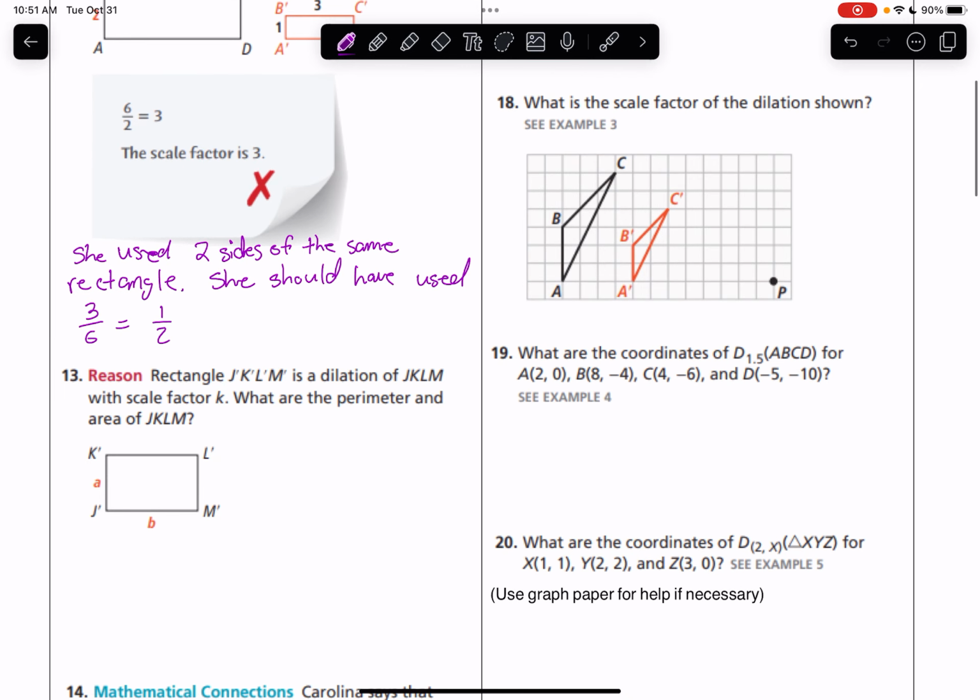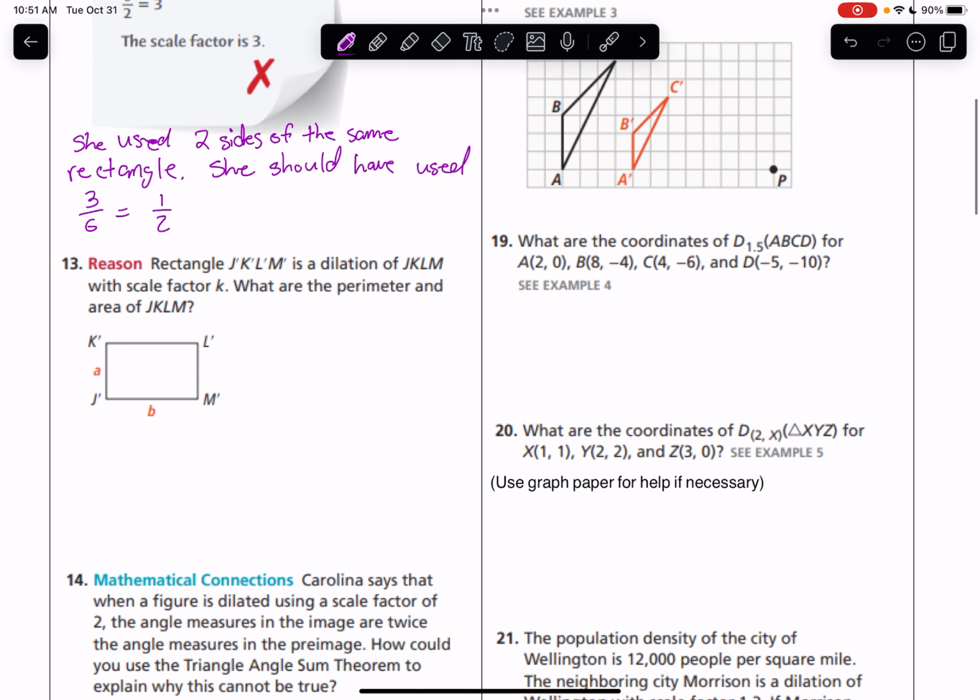Number 13, rectangle J prime, K prime, L prime, M prime is a dilation of JKLM with scale factor K. What are the perimeter and area of JKLM? So it is important to recognize that what you are given is the new shape and not the old shape JKLM. So when we use that scale factor on the old shape, we would multiply everything by K to get the new shape. Since we have the new shape, we're going to need to divide everything by K to get the old shape.